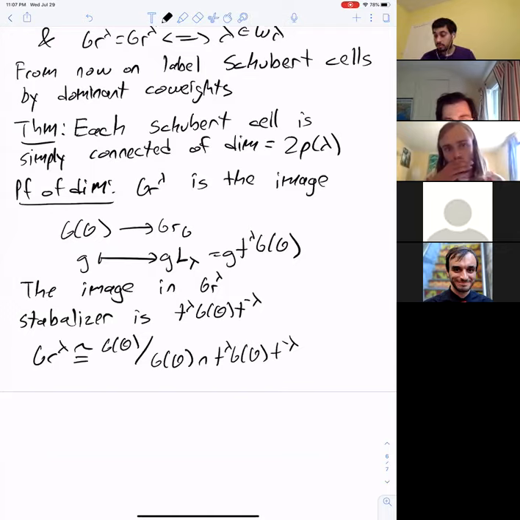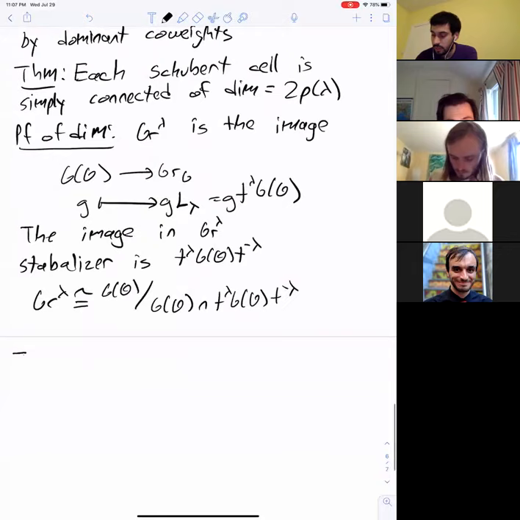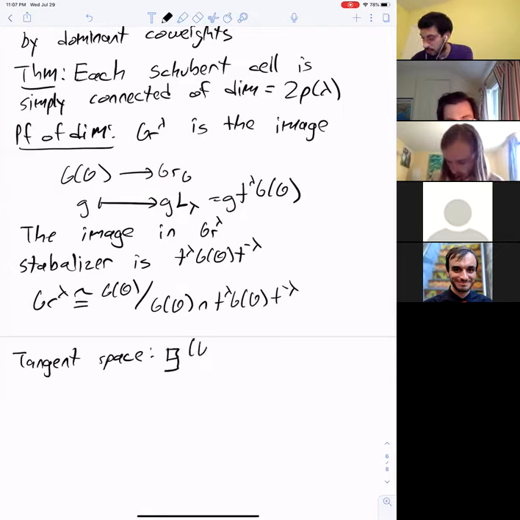So we define these Schubert cells as just nice homogeneous spaces. And in order to find the dimension, what we're going to do is look at the tangent space. So we're going to look at sort of the Lie algebra version of this. So the tangent space of this homogeneous space upstairs is just going to be the same thing, except everything with the Lie algebra is replaced.